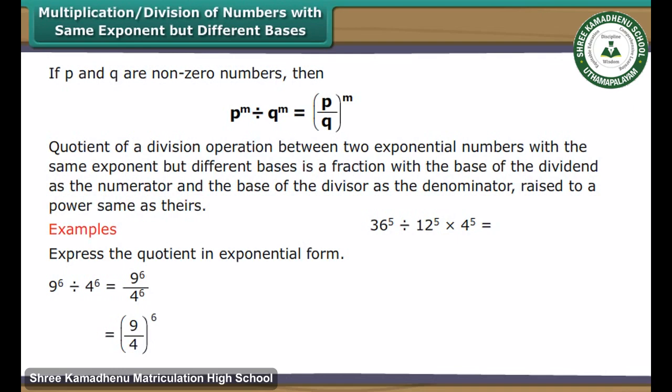is equal to 36^5 upon 12^5 into 4^5, which is equal to (36 upon 12)^5 into 4^5, which equals 3^5 into 4^5, which is equal to (3 into 4)^5, which will be 12^5. Raising of exponential numbers to powers.